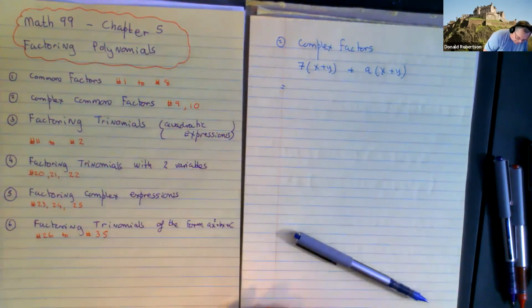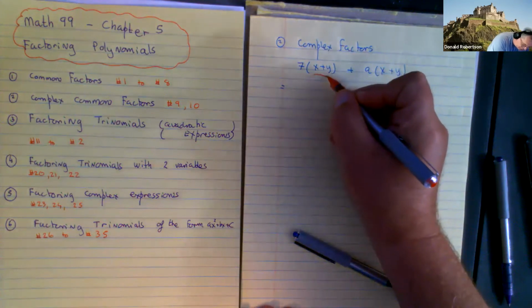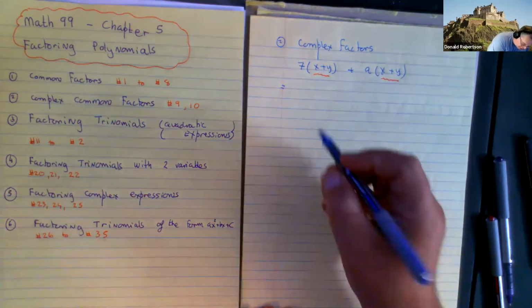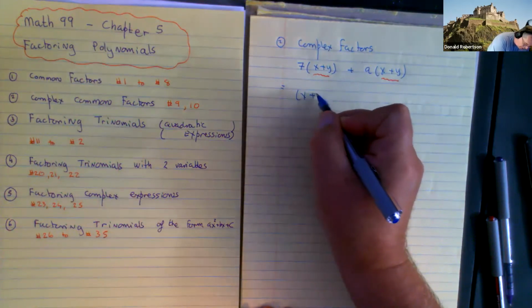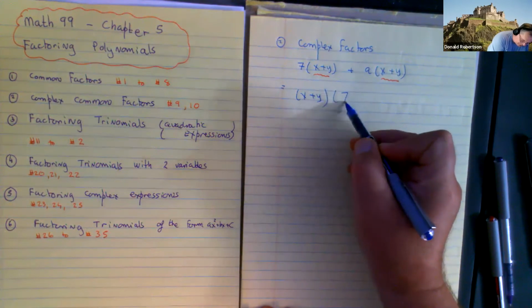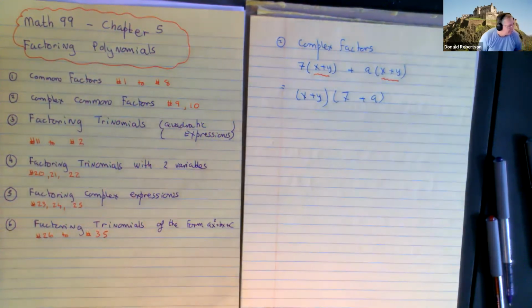Now, normally you think of a common factor as being an x squared, a 42, something like that. But in this case, each expression has an x plus y in it. So I'm going to use x plus y as my common factor. Now, that gets used up, you get a 7. That gets used up, you get an a. And there's your answer.